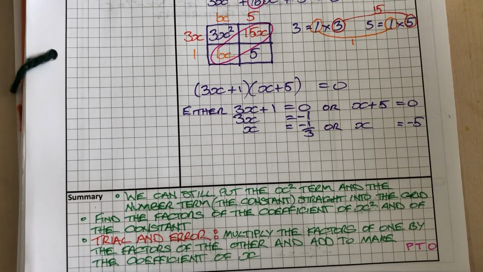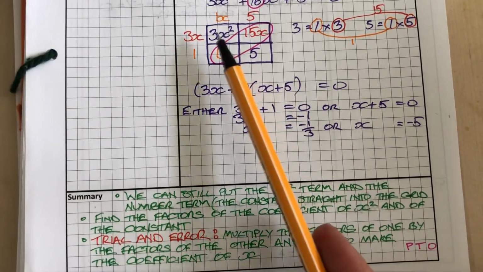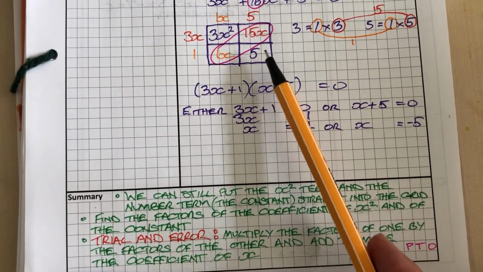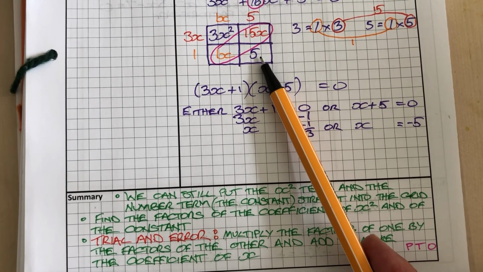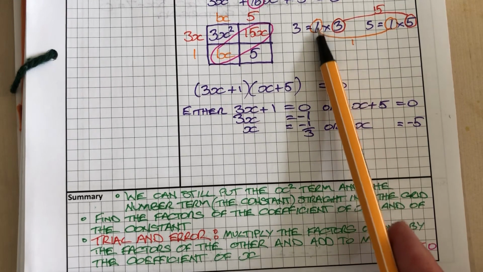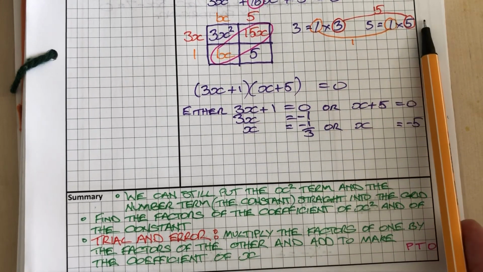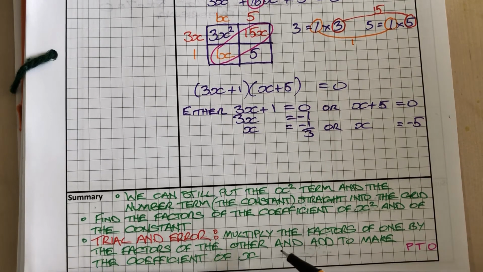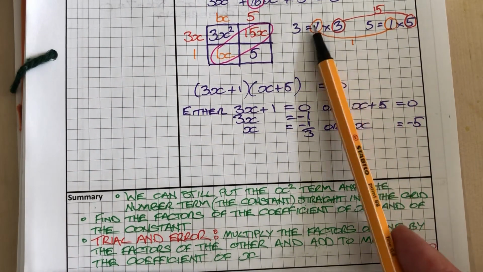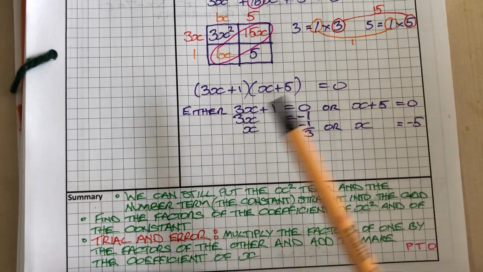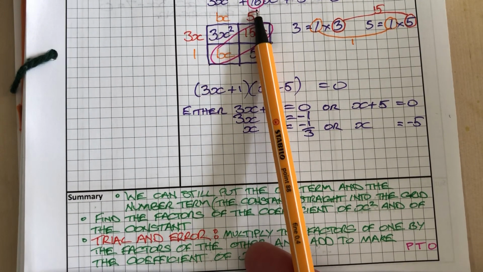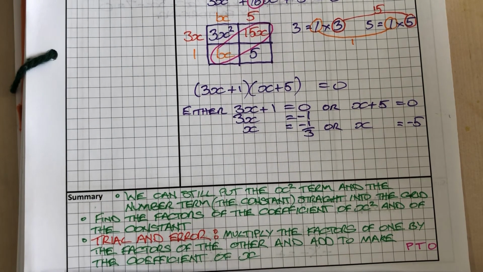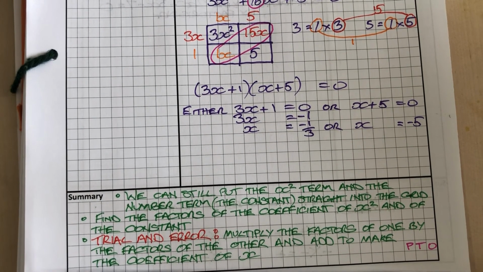Quite a big summary. So we can still put the x squared term straight into the box, and the number term, constant is its proper name, straight into the box. All right. Then I find the factors of each of those two numbers. Then bit of trial and error, matching numbers from here with numbers from here to see what happens to make the middle number. Okay, you just see here, PTO, there's more to this.